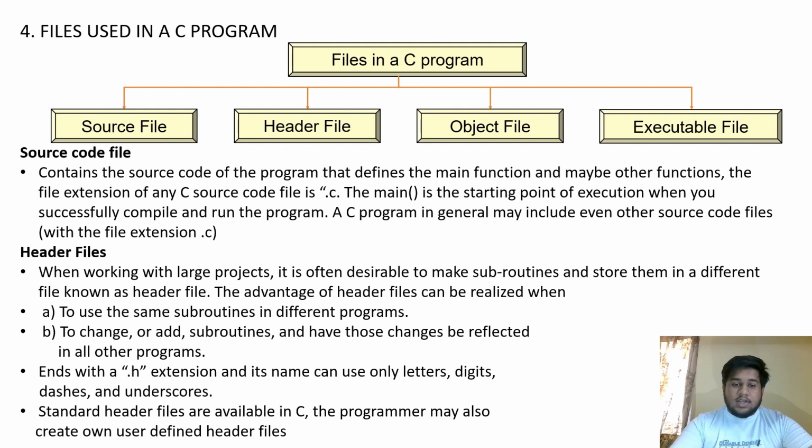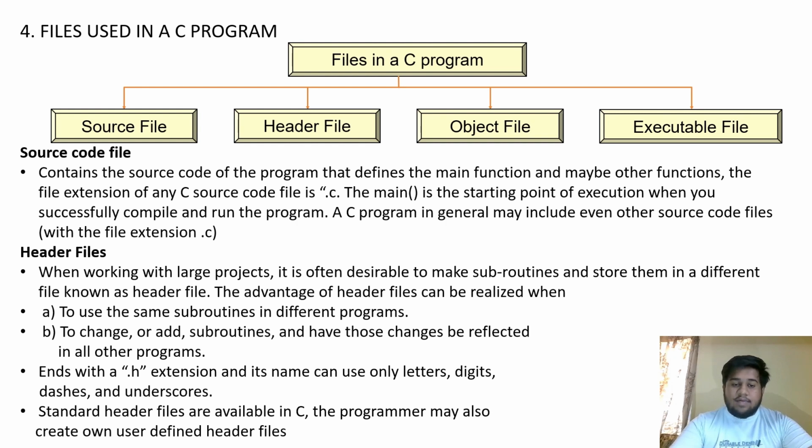When working with large projects, it is often desirable to make subroutines and store them in different files known as header files. The advantages of header files can be realized when: A, you use the same subroutine in different programs; B, you change or add subroutines and have those changes reflected in all other programs. A header file ends with a .h extension and its name can use only letters, digits, dashes and underscores.